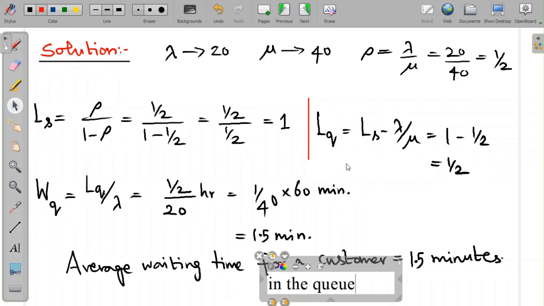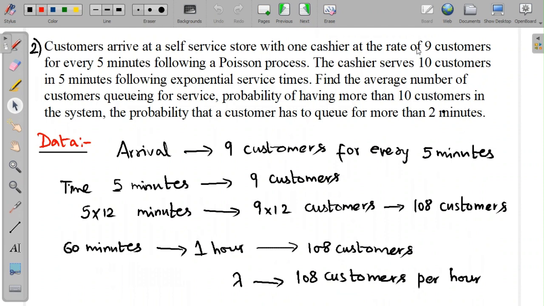So we'll repeat the same process for other problems for the same time. Question 2 reads like this. Customers arrive at a self-service store with one cashier at the rate of 9 customers for every 5 minutes, following a Poisson process. So the first M in the description of the model is identified here because the arrival follows a Poisson process, and the arrival rate is 9 customers for every 5 minutes. The cashier serves 10 customers in 5 minutes following an exponential service time.